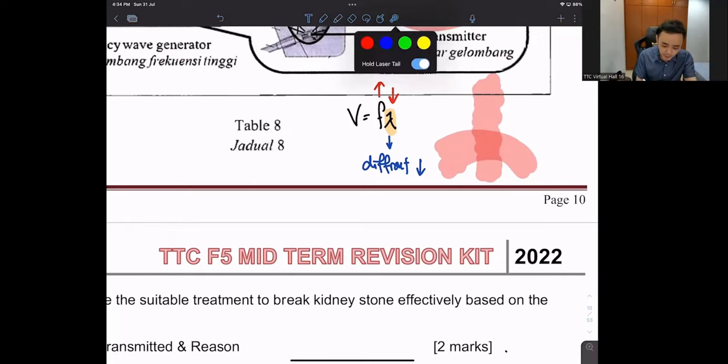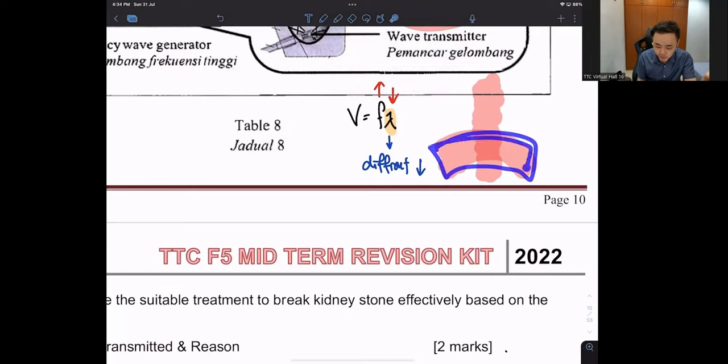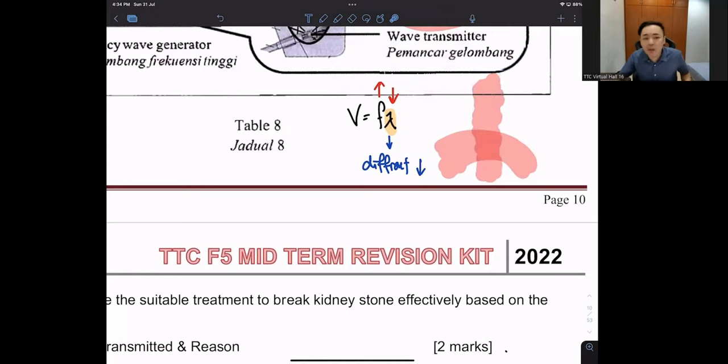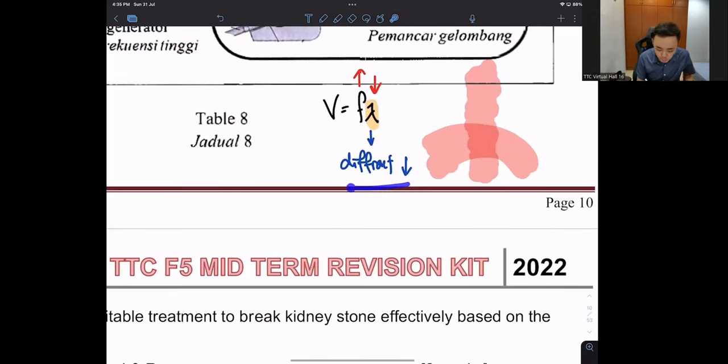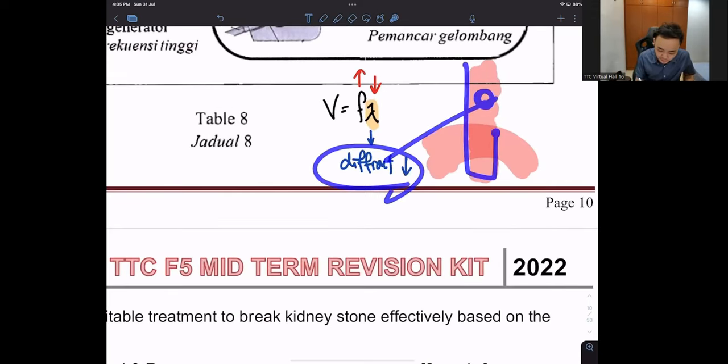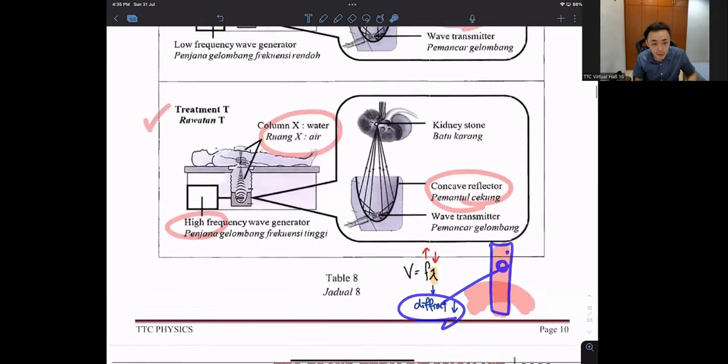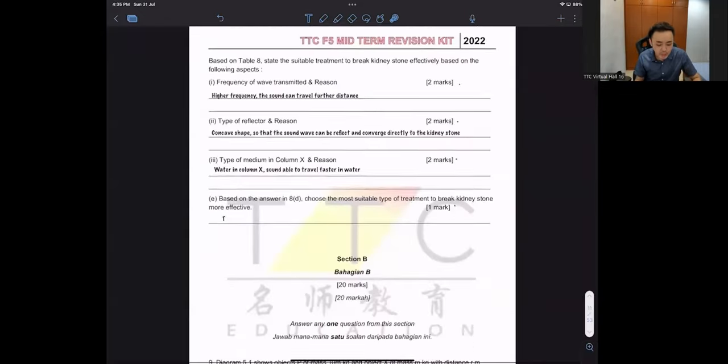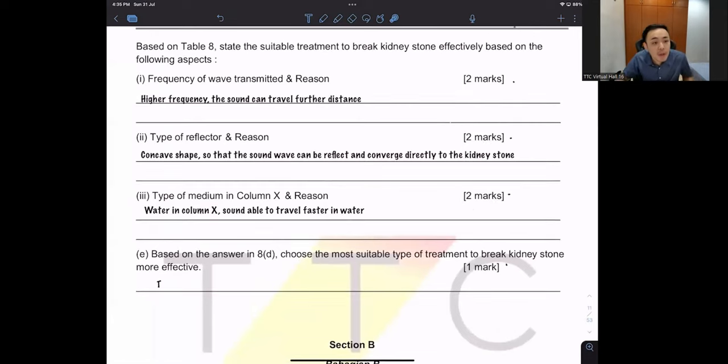Because if you diffract more, then your coverage is wider, but the problem is what? They don't go further. They do not travel far. They only cover this area. Now, when you diffract lesser, they don't cover a larger area, but you can go all the way. So it all depends on what you want. Do you want it to go further or do you want it to go wider? Diffract less, travel further. So that's why we choose high frequency, because only higher frequency can travel further.